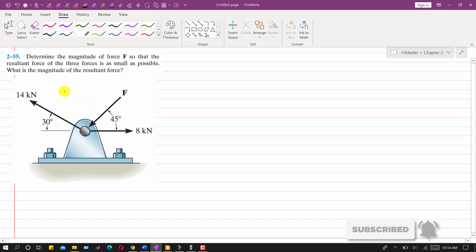Let's solve this particular problem. In this problem we are required to determine the magnitude of this force F so that the resultant force of these three forces is as small as possible. And further it is asked what the magnitude of that smallest resultant force should be.